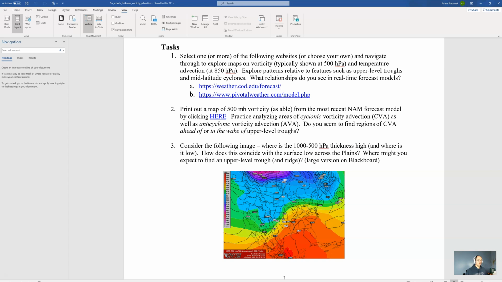Finally, number three, we'll put a larger version on Blackboard as well. The idea is this is the map I showed about 5-7 minutes ago, thinking about where our 1,000 to 500 millibar thicknesses are located at high values and how those might coincide with that surface low that's moving across the Plains into the Midwest. Again, food for thought.